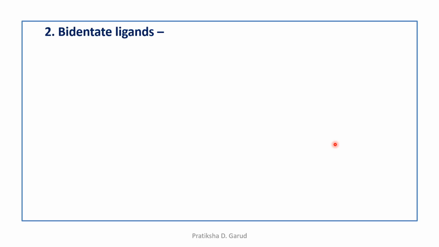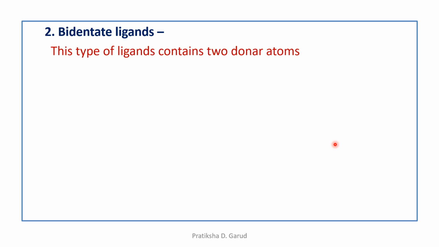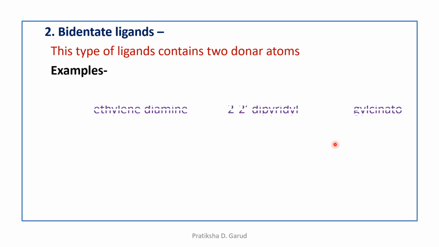Now bidentate ligands. As the name suggests, bidentate means it consists of two donor atoms or sites. So this type of ligands contains two donor atoms. The three examples that we have to study are ethylene diamine, 2,2-dipyridyl, and the third one is the glycinate ion.